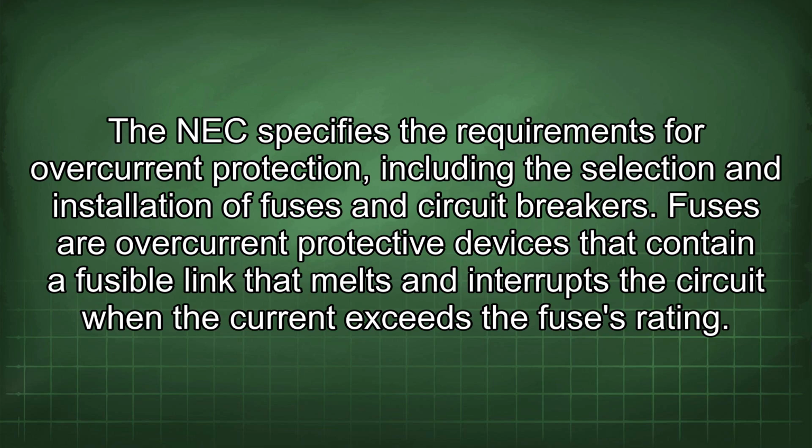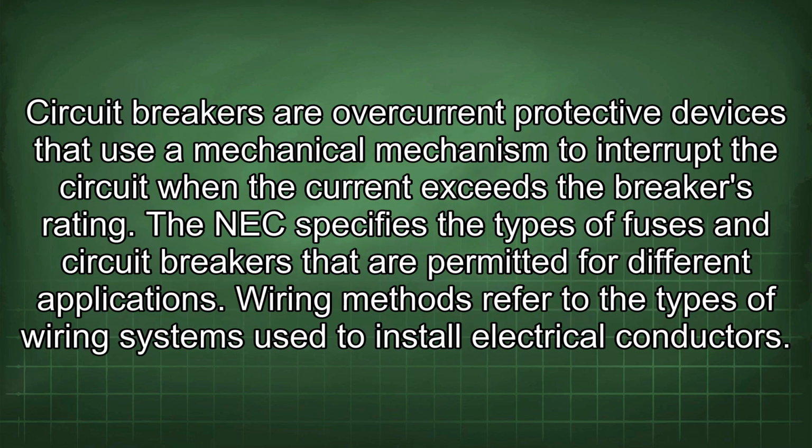Fuses are overcurrent protective devices that contain a fusible link that melts and interrupts the circuit when the current exceeds the fuse's rating. Circuit breakers are overcurrent protective devices that use a mechanical mechanism to interrupt the circuit when the current exceeds the breaker's rating. The NEC specifies the types of fuses and circuit breakers that are permitted for different applications. Wiring methods refer to the types of wiring systems used to install electrical conductors.